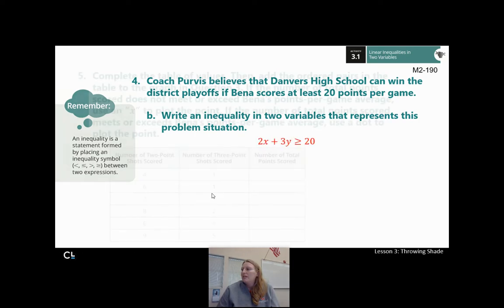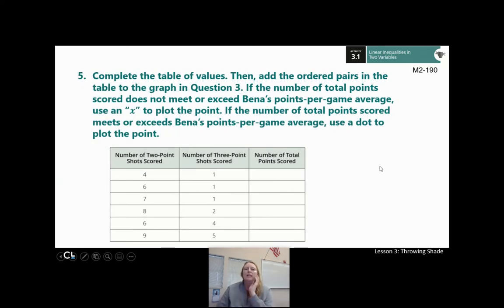That makes things good. And what I'd like you to do now is complete the table of values, okay? Now there's a few steps here. First, complete the table, right? Fill in the table. If she scores 4 2-point shots and 1 3-point shot, what's the total number of points she scored? So you're going to start just by filling in this table, okay? And then you're going to add the ordered pairs in the table to the graph. That graph we were just doing on question 3.